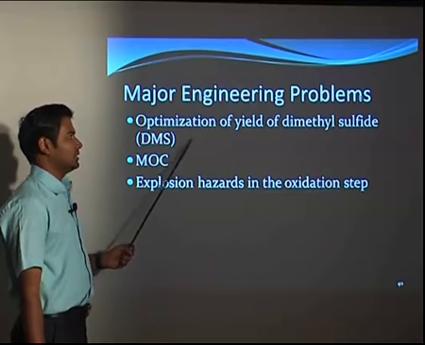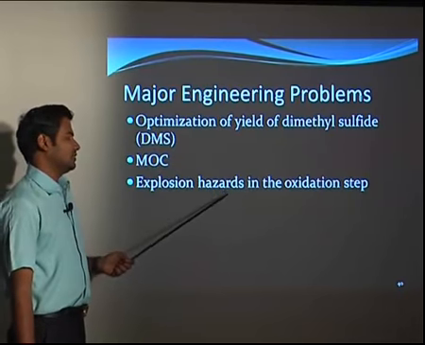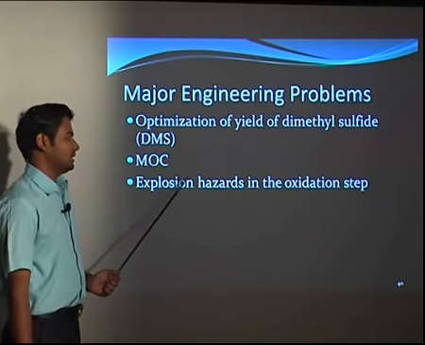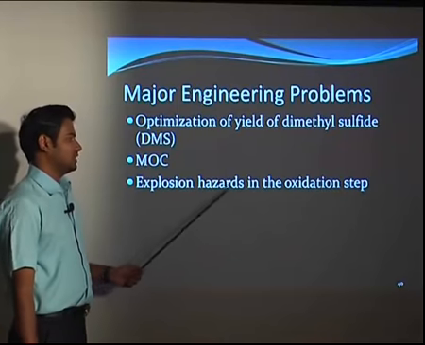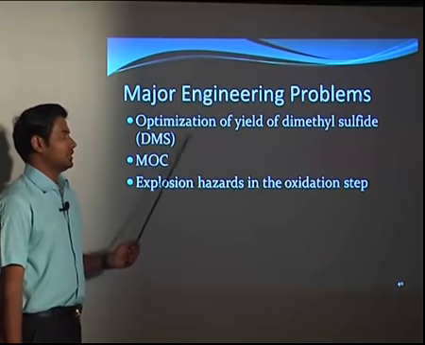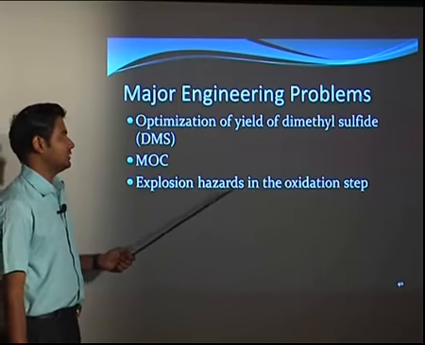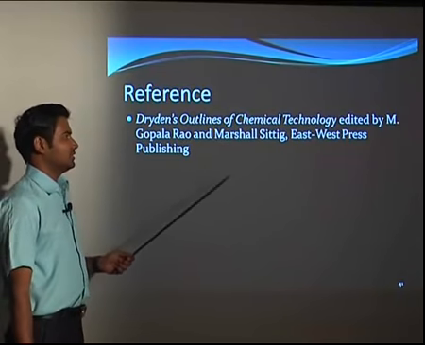Then in the production of dimethyl sulfoxide, we are using N2O4 and other chemicals. They are explosive in nature, so you always have to take care during the oxidation step. Explosion hazards in the oxidation step are always there, as we are using N2O4. These things you have to take care of while we are forming DMS and DMSO from the lignin. So we have to use the diagram for further reference.